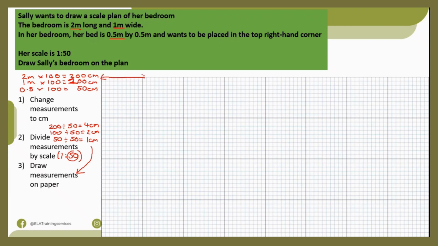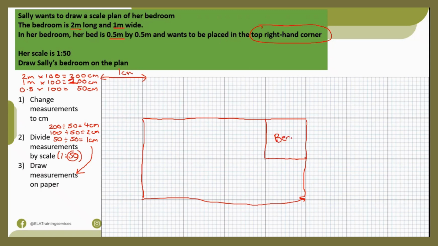So if one box is 1 centimetre, her bedroom's going to be 4 boxes across, 2 boxes down, and we've got her bedroom. Now, what's really important is that you're going to do this with a ruler on the day, but it's to remember things like this, which catches people out in the exam. So we're going to put the bed in the top right-hand corner. We know that it's 1 centimetre across, and 1 in width. So now we're going to write bed and then bedroom. And we now have Sally's scale plan of her room.